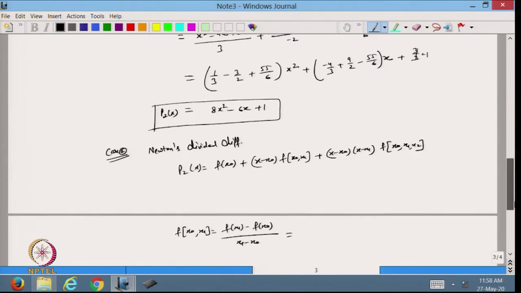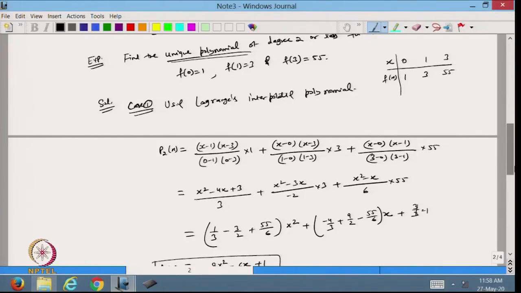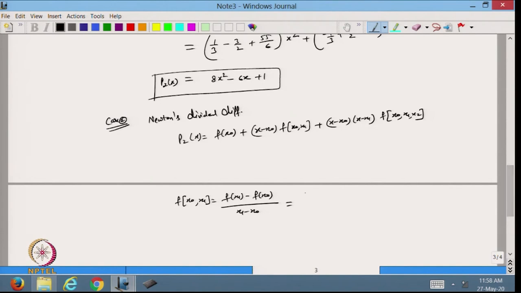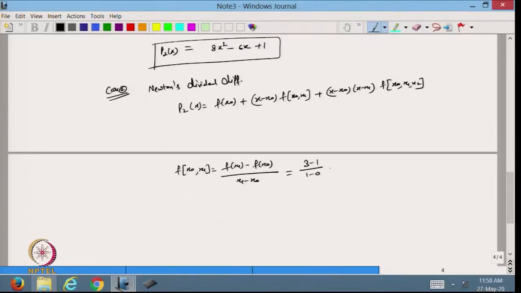So f(x1) is 3 minus 1, so 3 minus 1, and x1 is 1 and that is 0. So this is 1 minus 0. So this is 2 by 1, that is 2. So this is given to me.